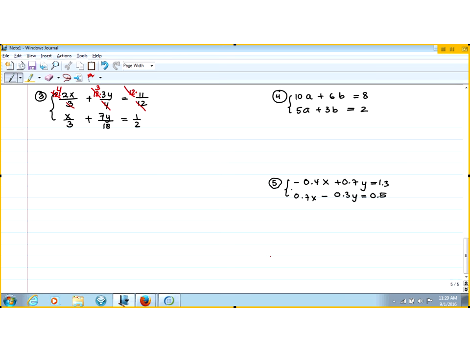So for number 5, what would you do also? Get rid of the decimal, right? For number 3, we are clearing the fractions. For number 5, we are clearing the decimal. We want to make our life easy, don't we? Yeah. Why does it have to be so hard?